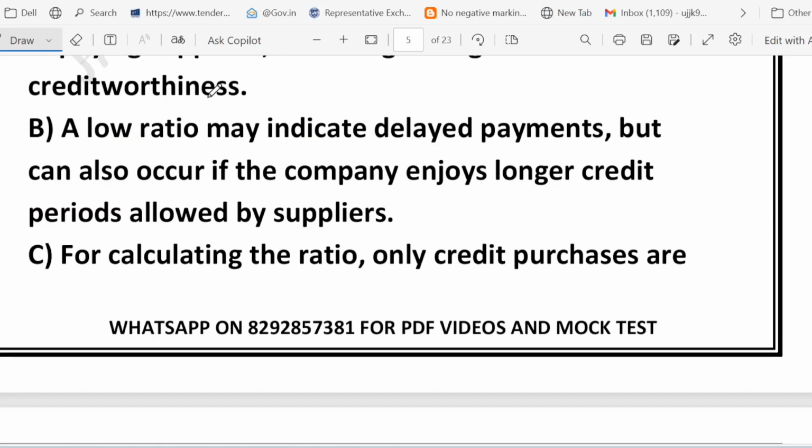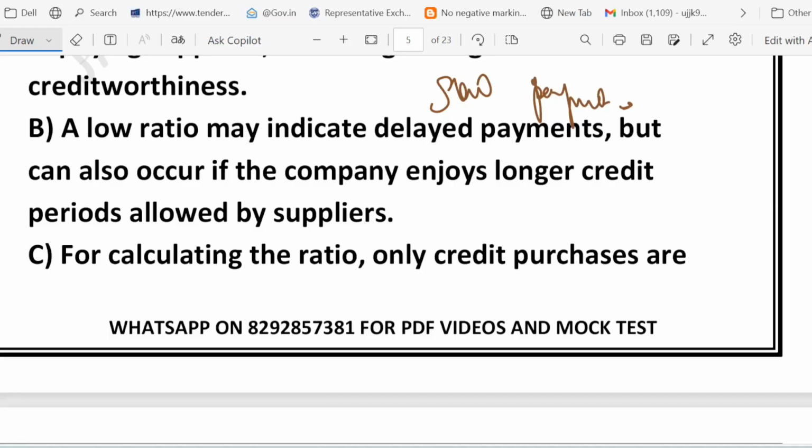What about B? It says that a lower ratio may indicate delayed payment. Yes, this is also true. When the creditor turnover ratio is lower, it looks like a negative sign because it suggests slow payment.